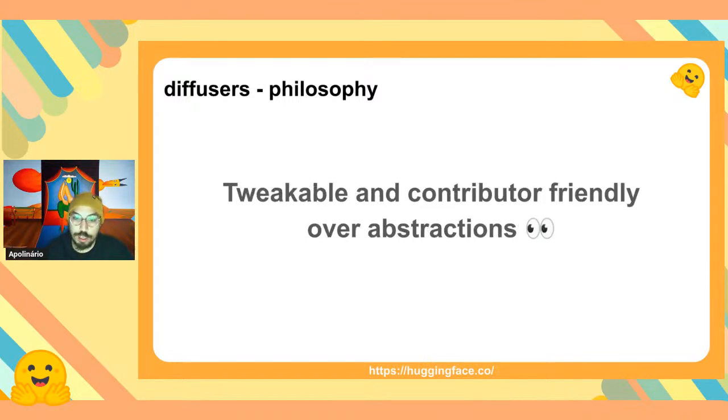And the most controversial or different way that the diffusers library borrows from the transformers library approach is that it's a tweakable and contributor-friendly process over abstractions. And what it means is that it adopts an important design principle of the transformers library that we prefer copy-pasted code over hasty abstractions. And that's a bit of a contrast to the popular design principle such as don't repeat yourself, where it should be all modularized, the code shouldn't ever be repeated.